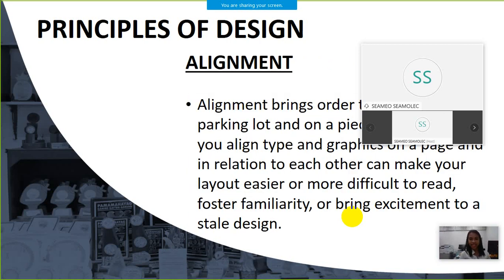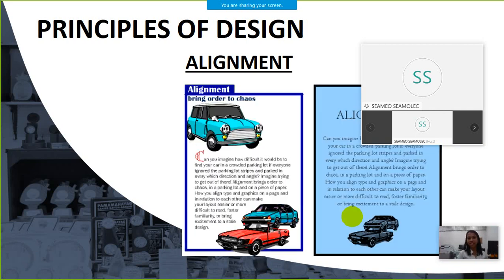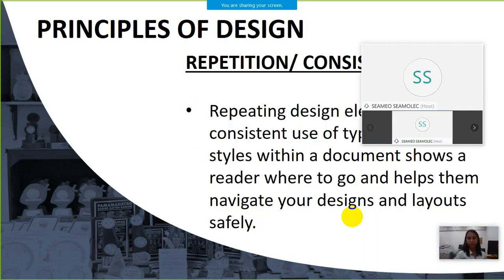Another one is the alignment. Alignment brings order to chaos in a parking lot and on a piece of paper. So how you align type and graphics on a page and in relation to each other can make your layout easier or more difficult to read. So you have to foster familiarity or bring excitement to a stale design. So just the same with this example, you would see that the example on the right side is stale or dry in layout, unlike on the left side, wherein you put the cars or your graphics in proper order. So that's alignment.